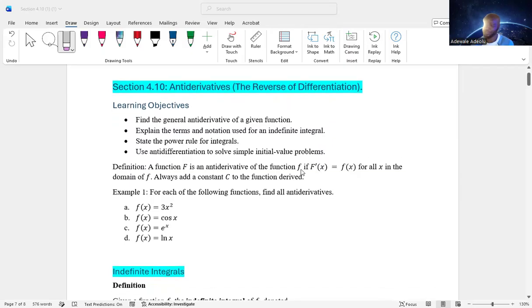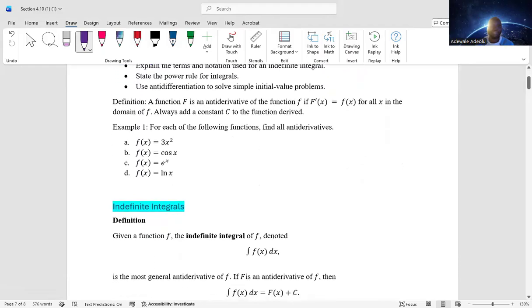This time around, we want to be looking at the concept of antiderivatives, which we can also refer to as the reverse of differentiation. From the word anti, that is the reverse, that is undoing derivatives. Okay, so let us look at some basic definition.